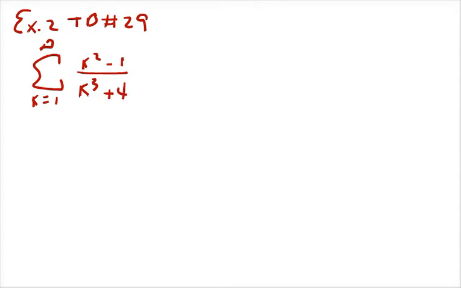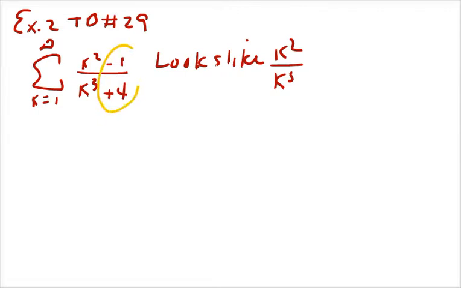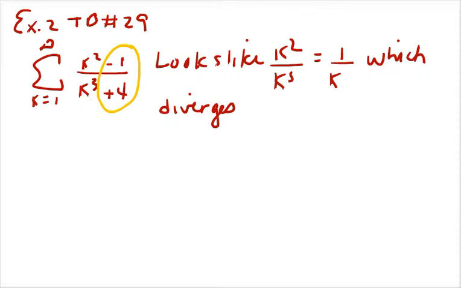And look at the highest terms, and it looks like k squared over k cubed, right? Because these constants that are subtracted or added are negligible. So algebraically reducing that, this is 1 over k, which is a p-series, which we know that specific one is the harmonic series, and it diverges. So we're not sure if it's smaller or bigger.